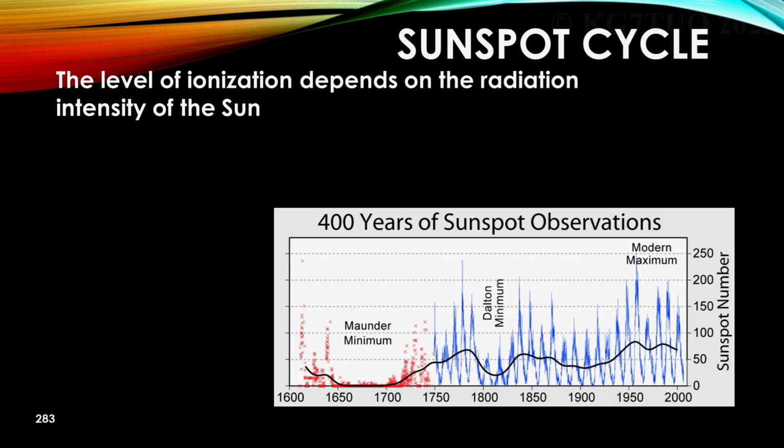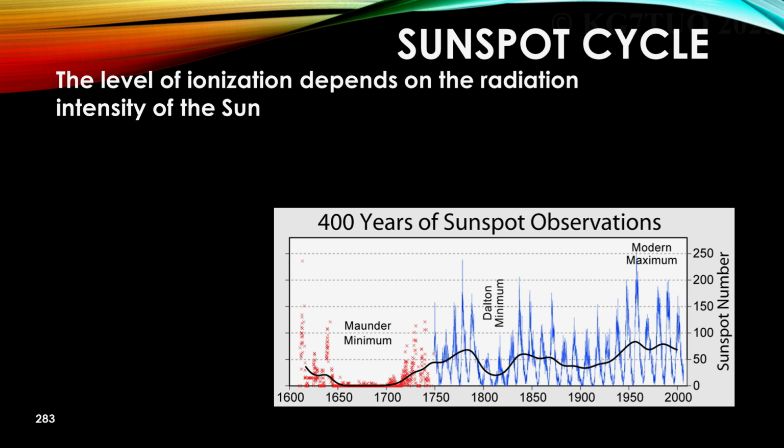400 years of sunspot observations, and there's a lot of variation in there. Back in the 1600s, 1700s was the modern minimum, where sunspots virtually disappeared, and that was also a cold period. You know, some say we're in for another modern minimum. There was a smaller minimum, the Dalton minimum right there, but recently we've been seeing a maximum.